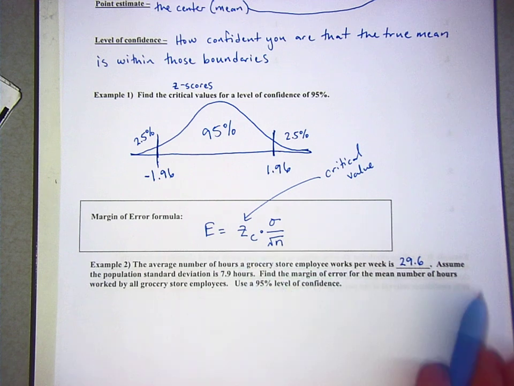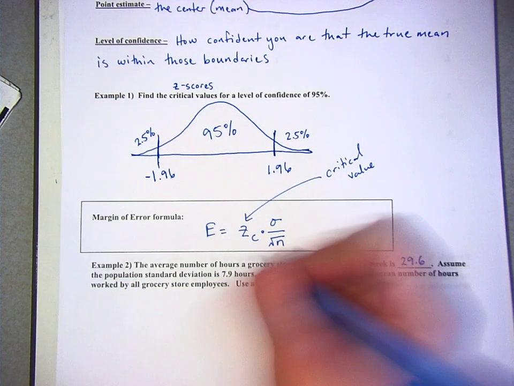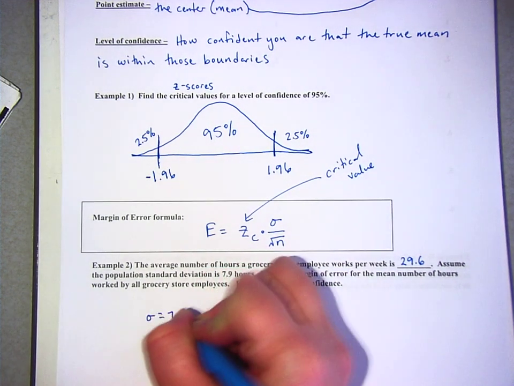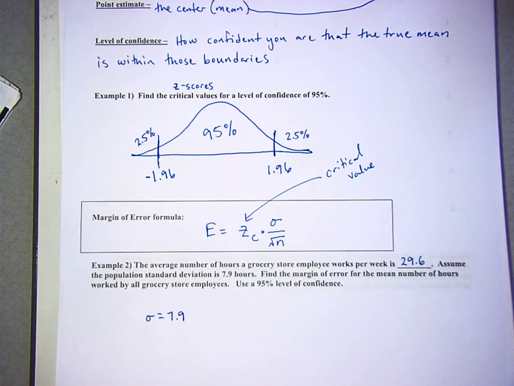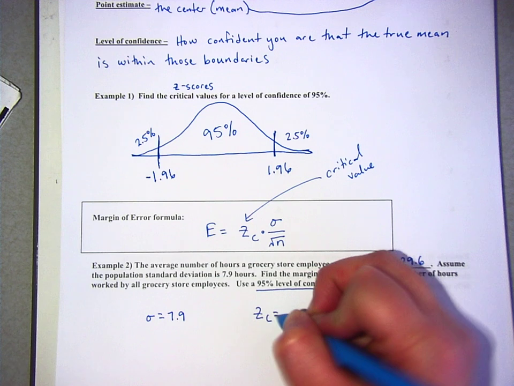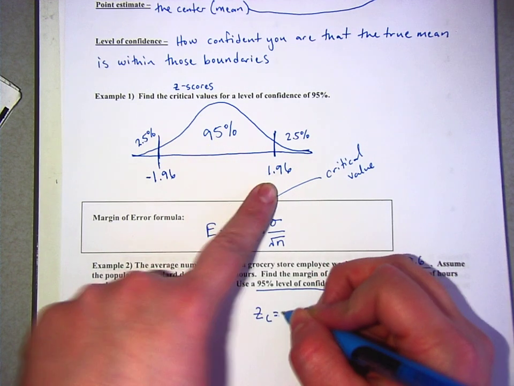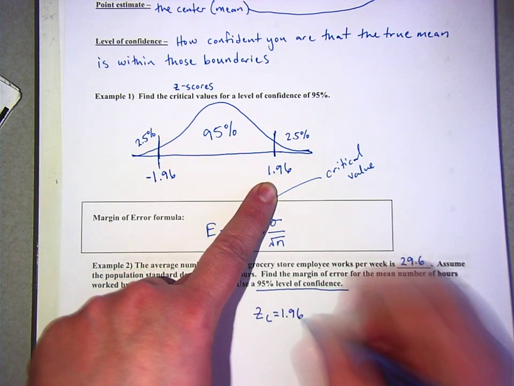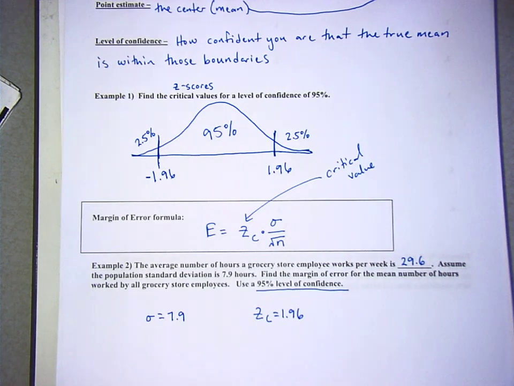So, this is the error. Assume the population standard deviation is 7.9, sigma is 7.9, and we're supposed to find the margin of error if the mean number of hours worked by all grocery store employees. Use a 95% confidence level. Now, we just figured out that the Z sub C for a 95% confidence level, we use the positive one, is 1.96. You actually will use the positive and negative one in a second, but I'll explain that.